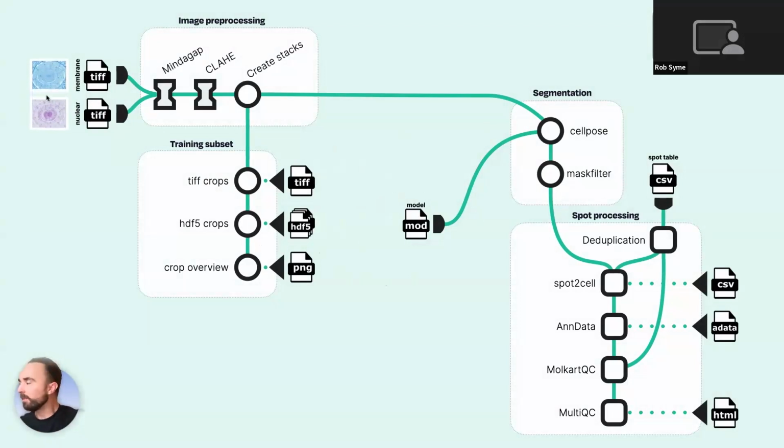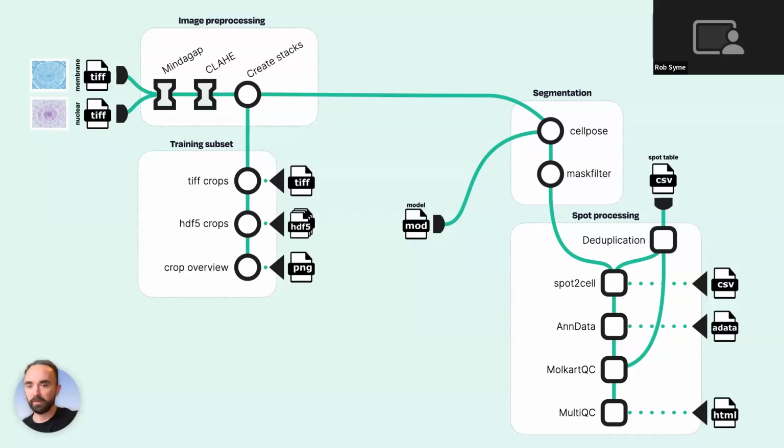What we have are these images we're going to feed into the pipeline. These images flow through pre-processing and into cell segmentation before joining the transcript spots here on the right. And you'll notice the Cellpose module can take a custom model as input, and we can produce this by manual training.